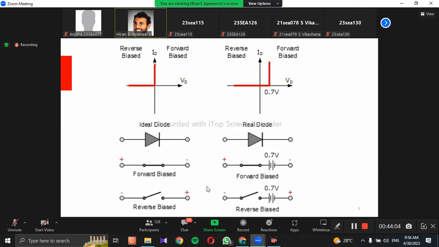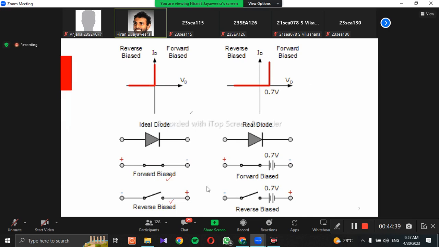Now the discussion between the ideal diode and the diode made with semiconducting material. The ideal diode is like this: you don't have a barrier potential, the barrier potential is 0. It's exactly like a switch. Forward bias mode is like a closed switch, and reverse bias mode is like an open switch.